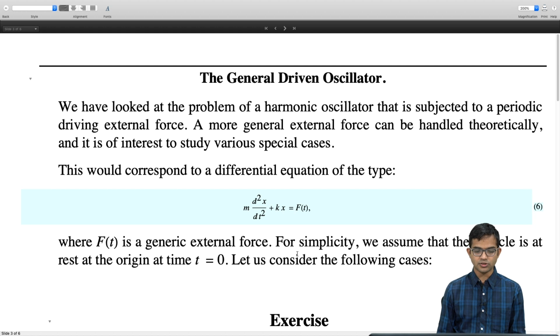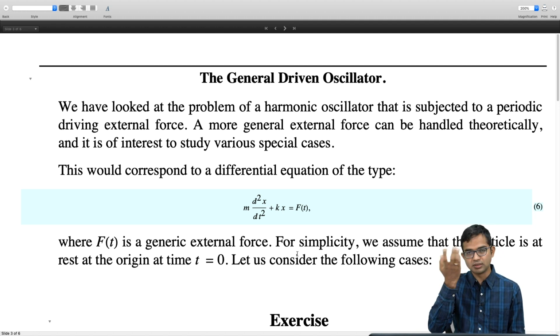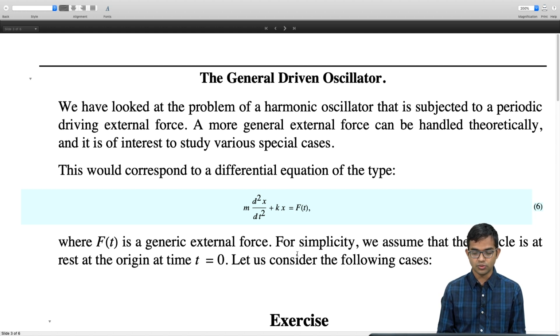Okay, so first thing, as always, for simplicity, I'm saying that this particle is at rest and at the origin at time t equal to 0, right? So you could consider some other initial conditions, and play with this and explore what happens.